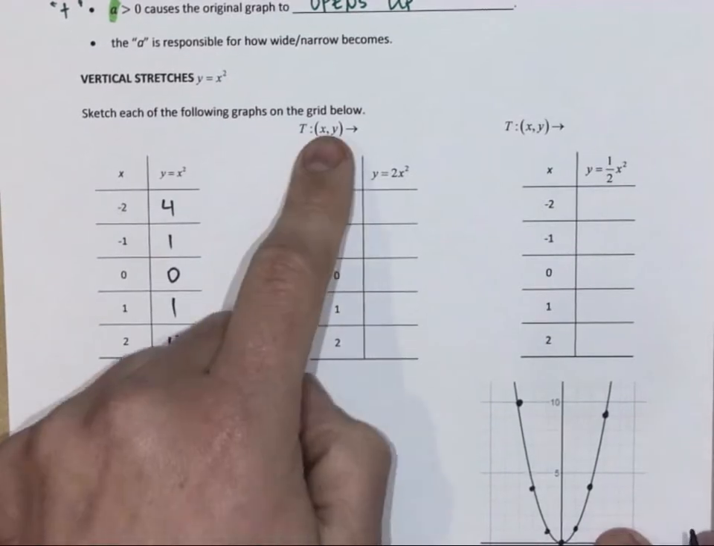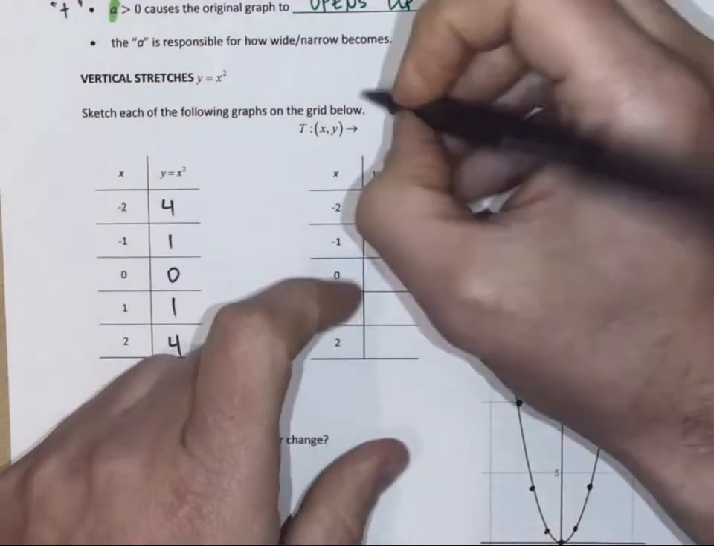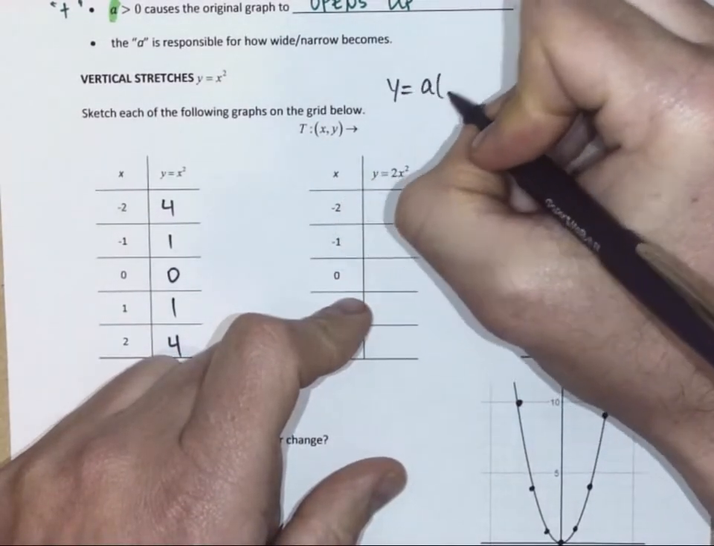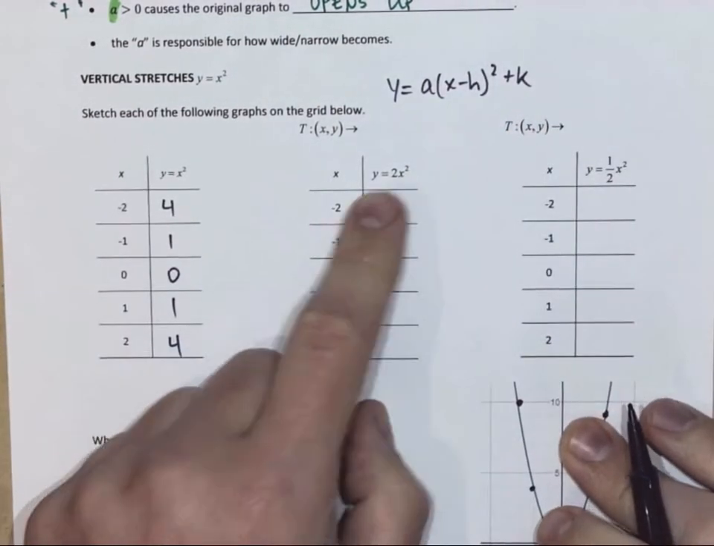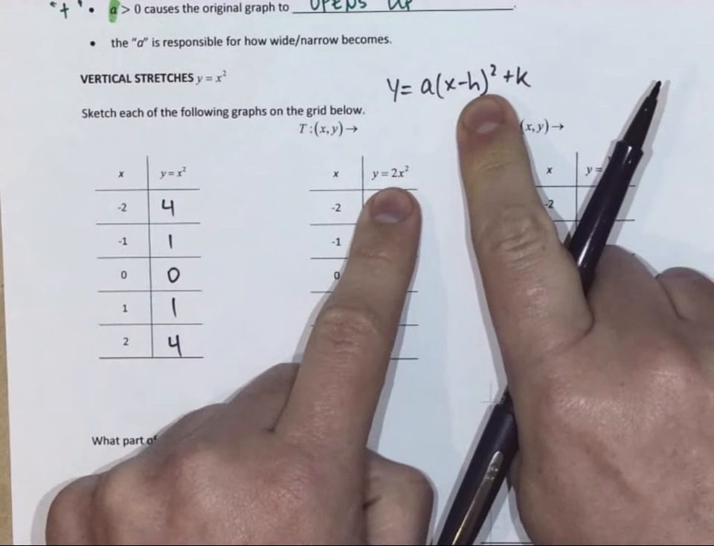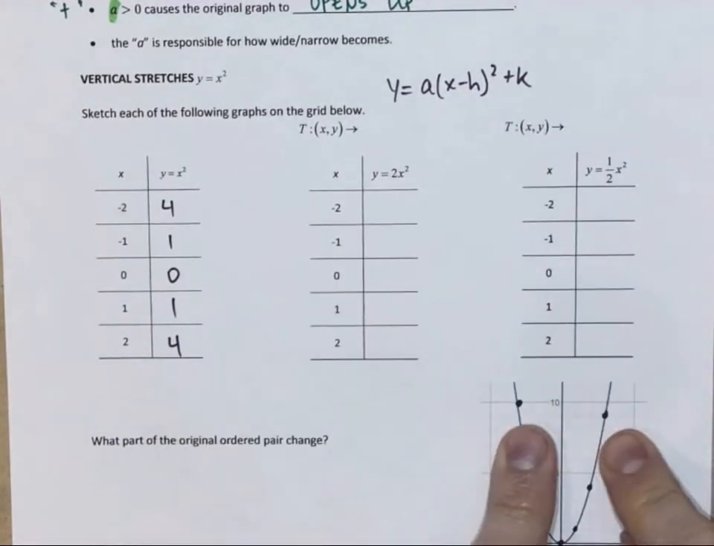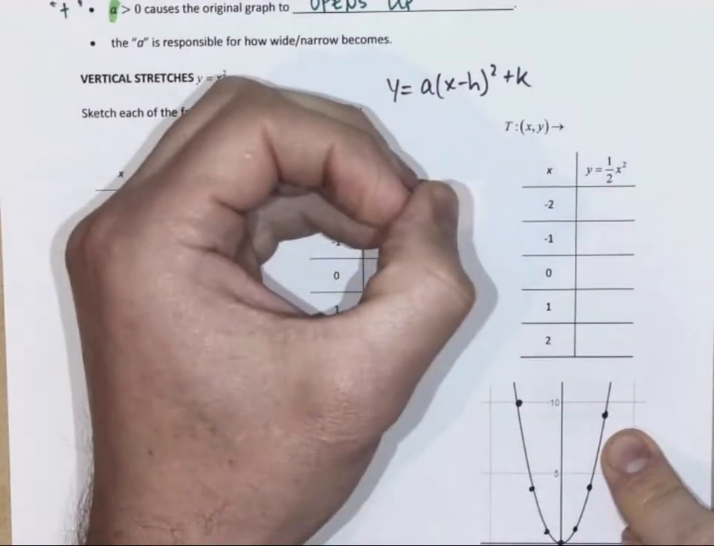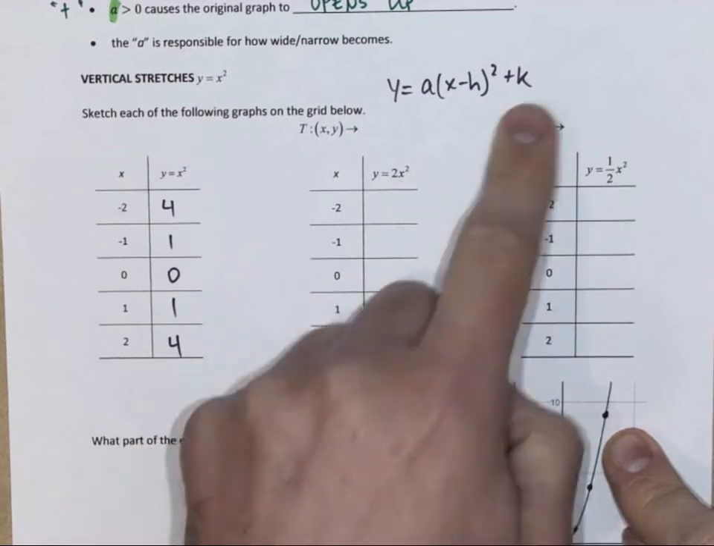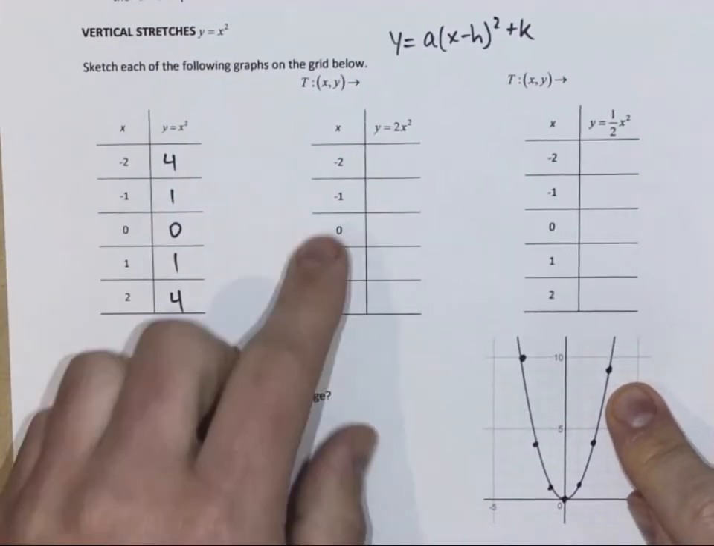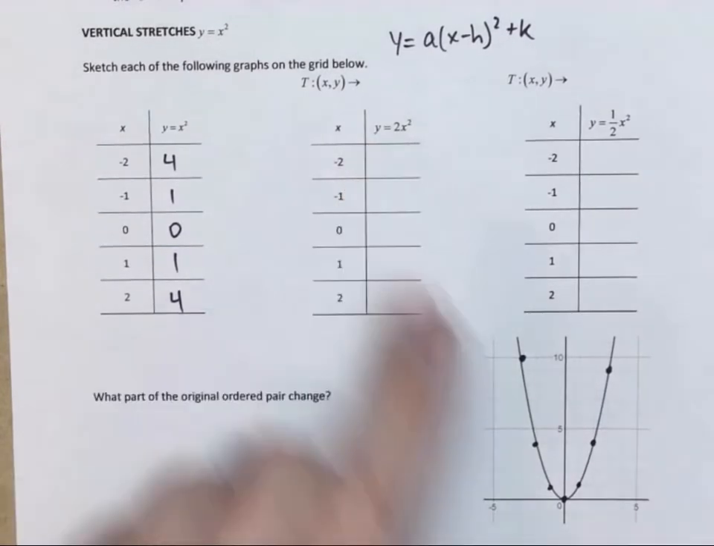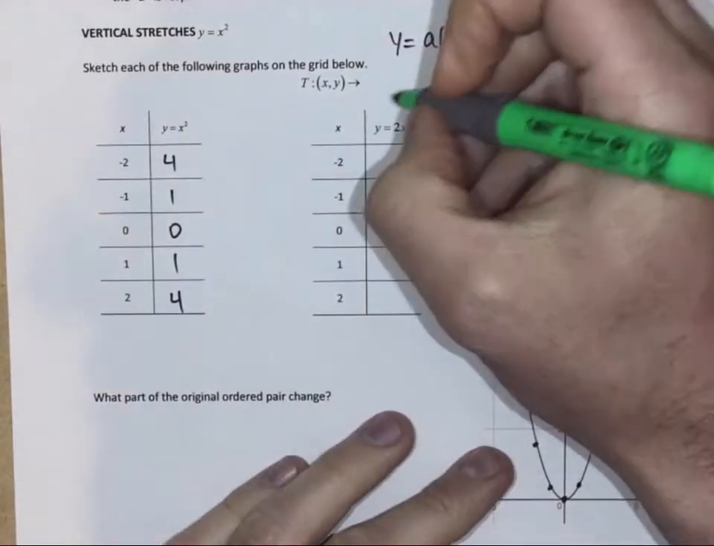If we're looking at our mapping notation, again, from vertex form, right now we have h is 0, so this parabola is shifting left or right, nothing. Our k value is 0, so it's not moving up or down. So we're just looking at the a value. And the a value here is 2.